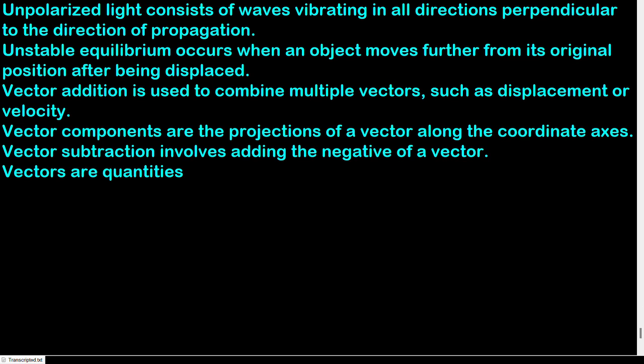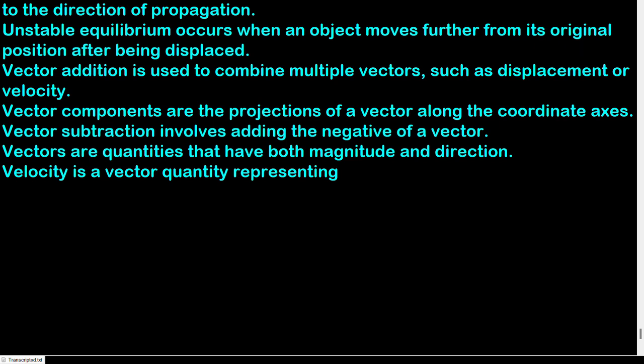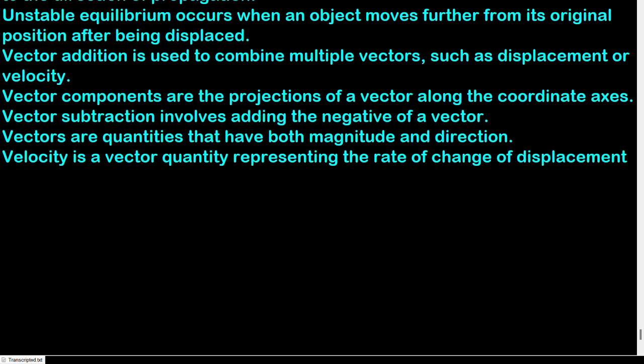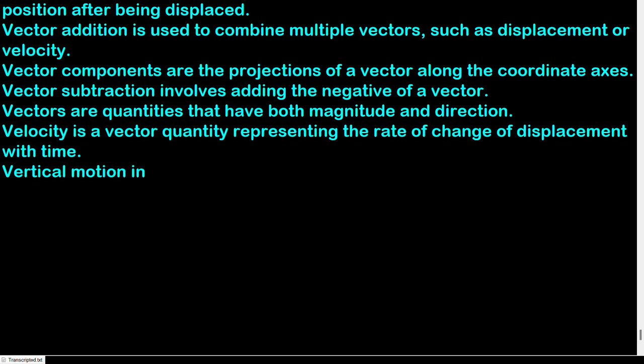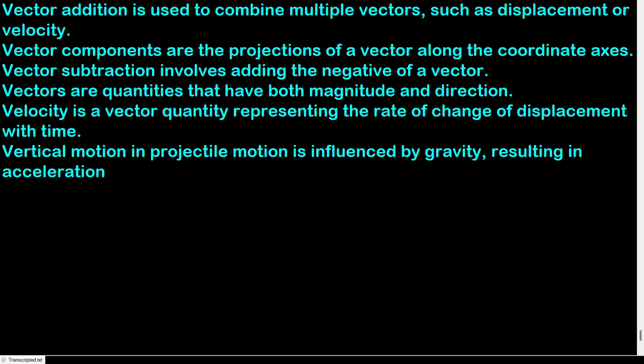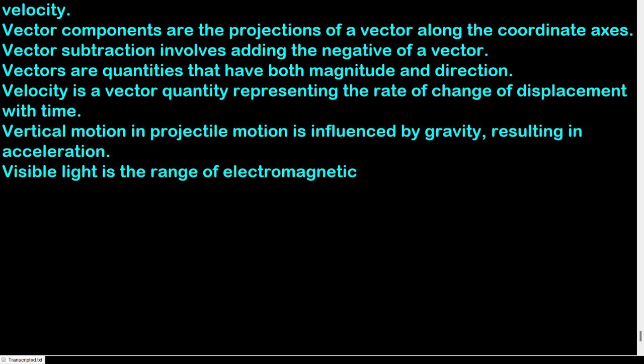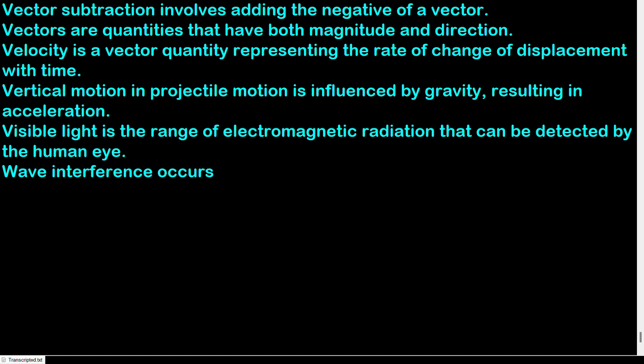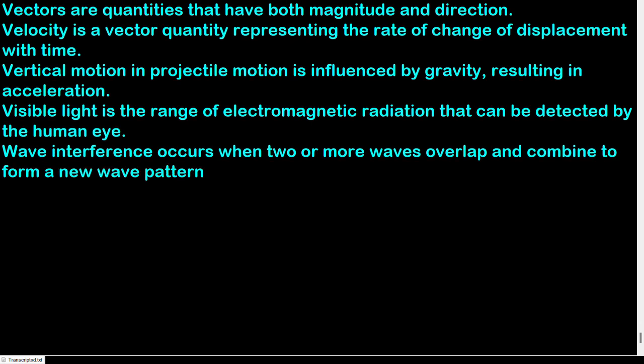Vectors are quantities that have both magnitude and direction. Velocity is a vector quantity representing the rate of change of displacement with time. Vertical motion in projectile motion is influenced by gravity, resulting in acceleration. Visible light is the range of electromagnetic radiation that can be detected by the human eye. Wave interference occurs when two or more waves overlap and combine to form a new wave pattern.